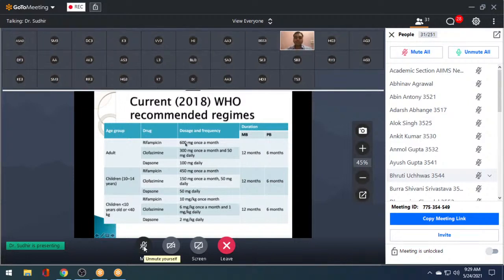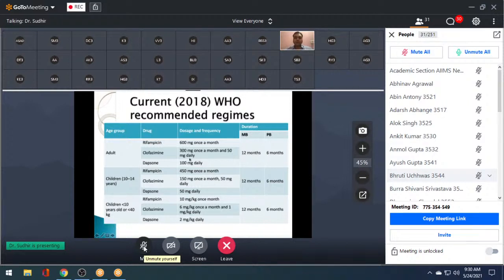So coming to rifampicin, its dose is 600 milligram once a month. Yes, it is given on a once-a-month basis. Clofazimine, 300 milligram once a month and 50 milligram daily. And dapsone is given 100 milligram daily. All these drugs are given orally. The drug comes as an MDT blister packet, and you have to administer the first dose under supervision. Under your supervision, the patient has to take the 600 milligram and 300 milligram monthly doses and the 100 milligram daily dapsone.